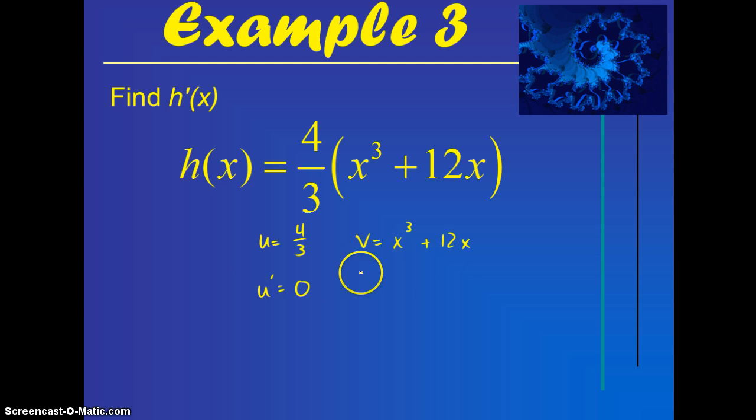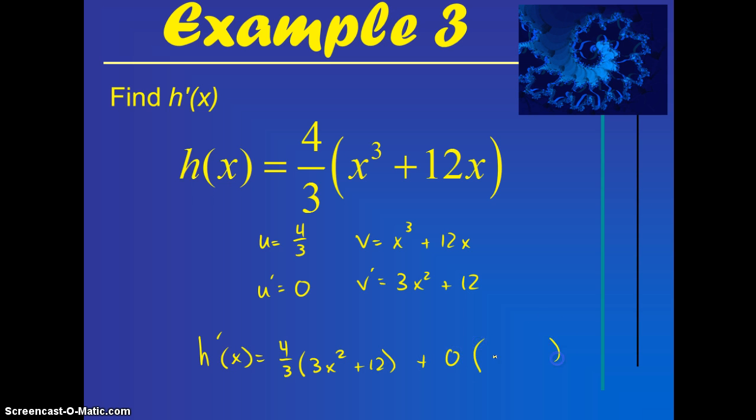Note that my u prime would be 0. And my v prime is 3x squared plus 12. So my product rule is going to be u times v prime plus u prime times v. Because it's 0 times, I'm not even going to really worry about what that is, and then I have my answer: 4x squared plus 16.